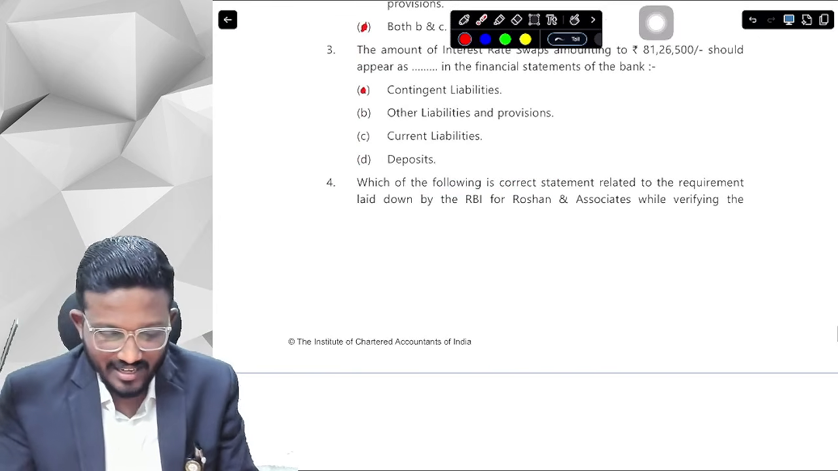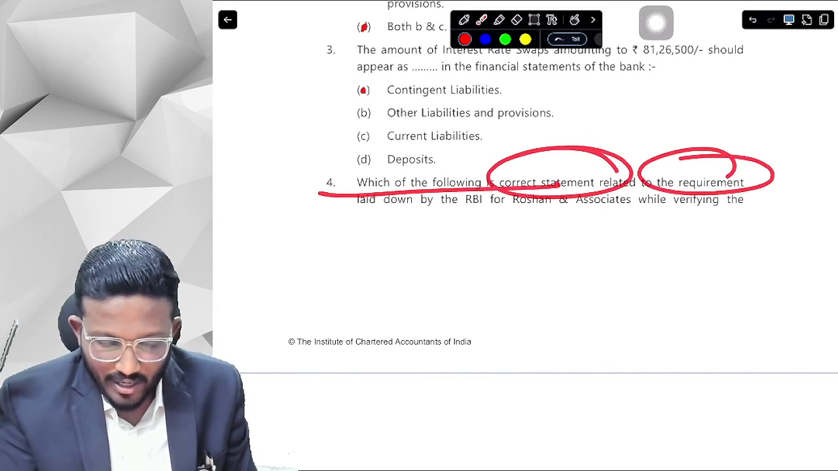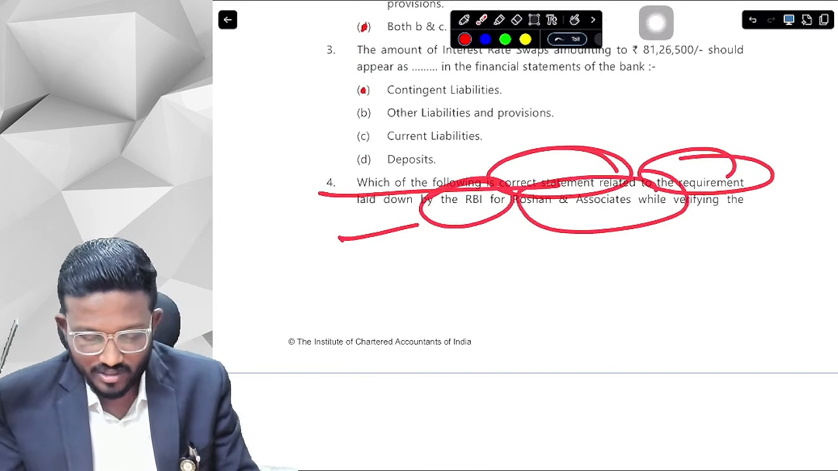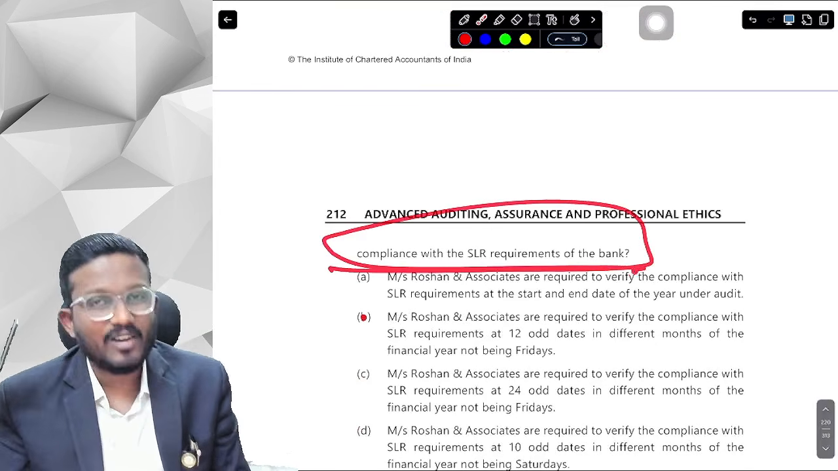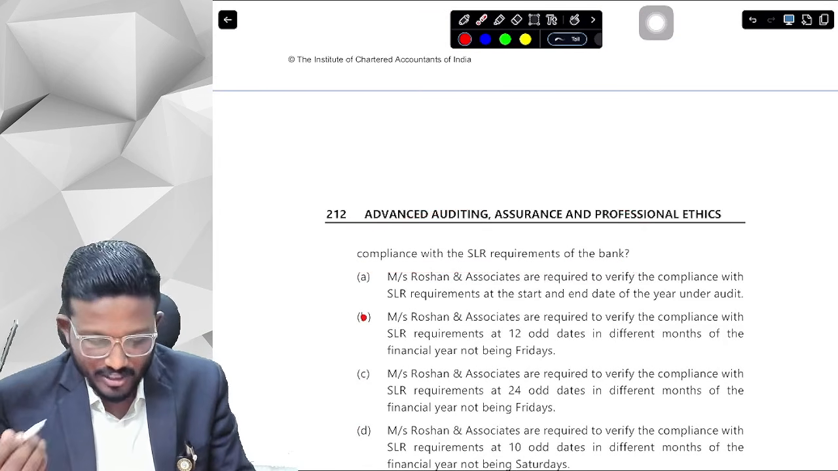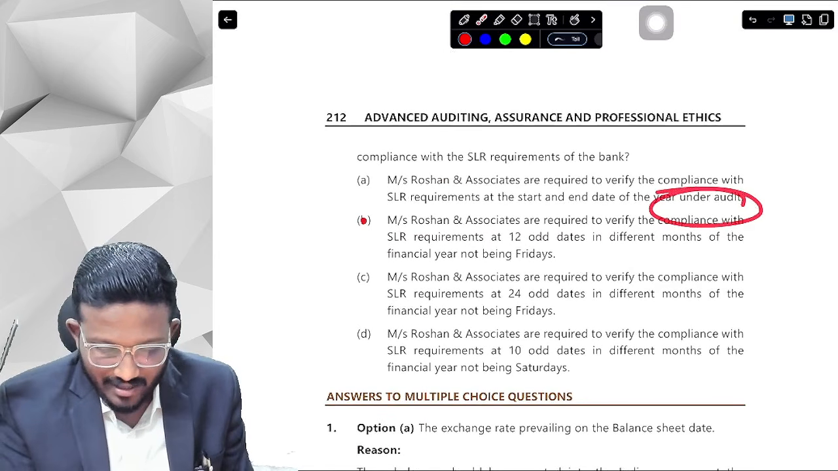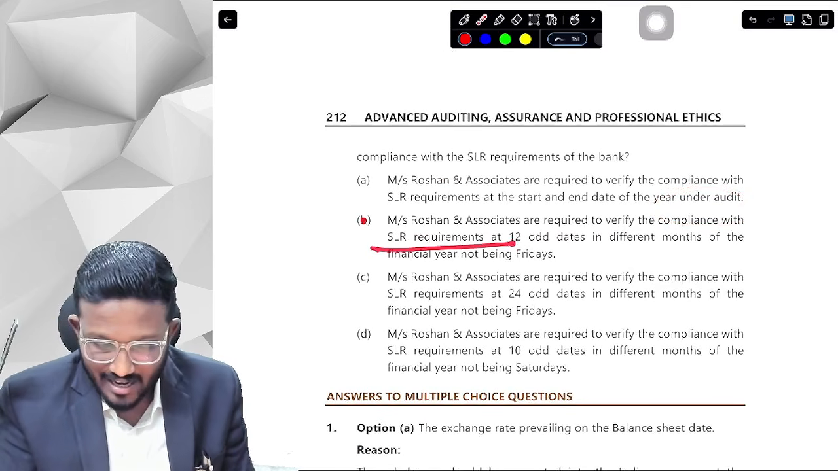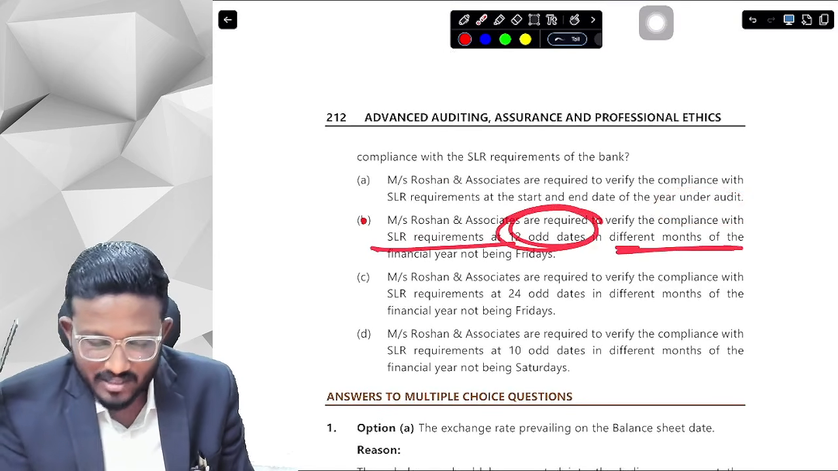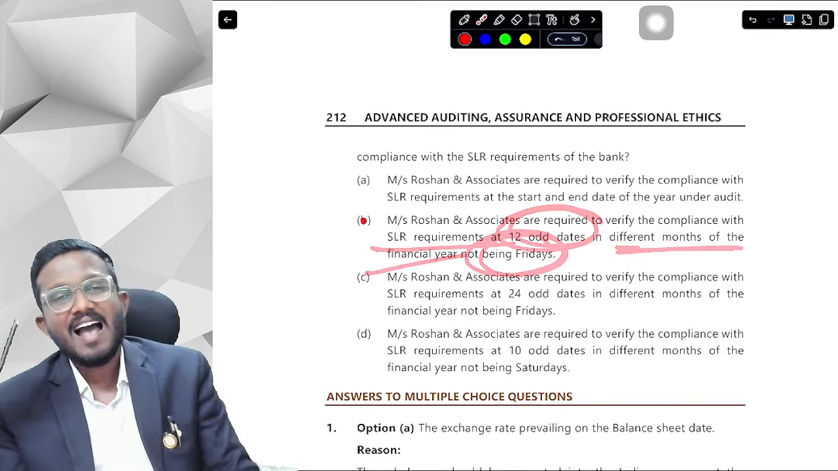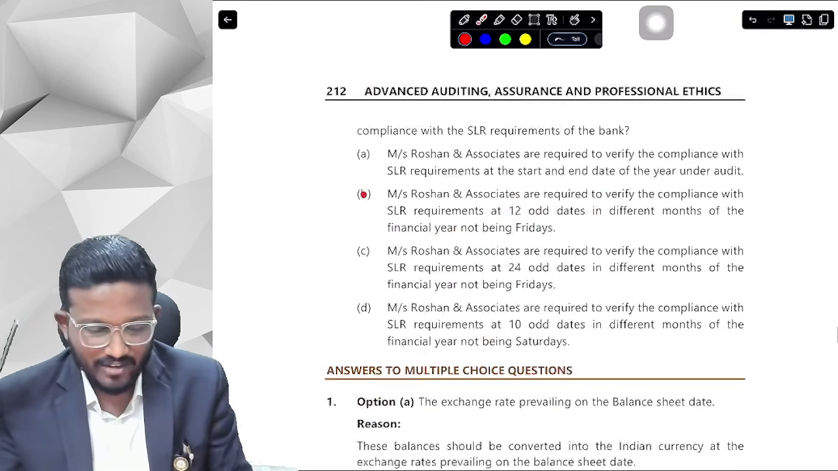Okay, yes, sir. Next, which of the following is correct statement related to requirement laid down by RBI for Roshan and Associates while verifying compliance with SLR requirements? So while verifying compliance, what we check, sir? We need to verify the compliance with SLR at 12 odd dates in different months of the financial year, not being Fridays. And this will be tested in one of your case scenarios that will be coming ahead.